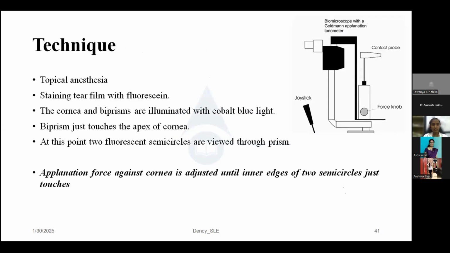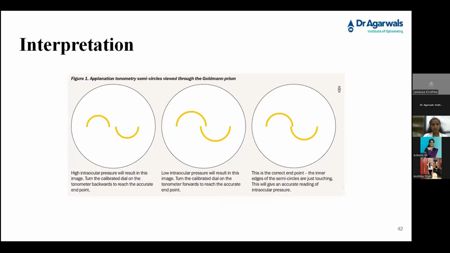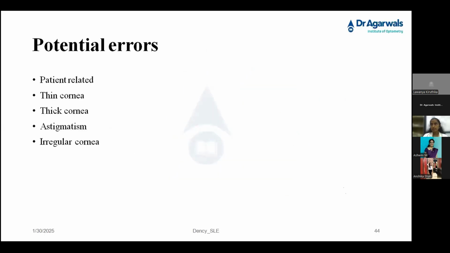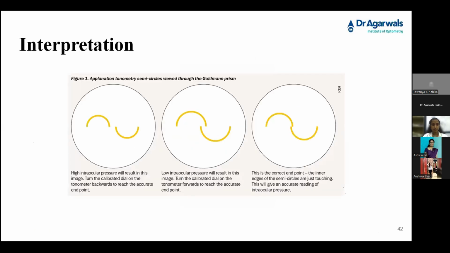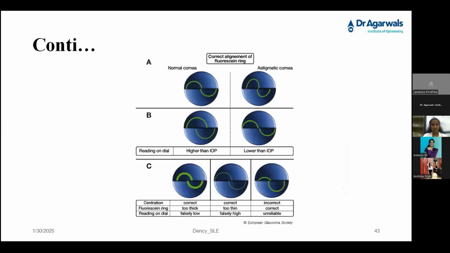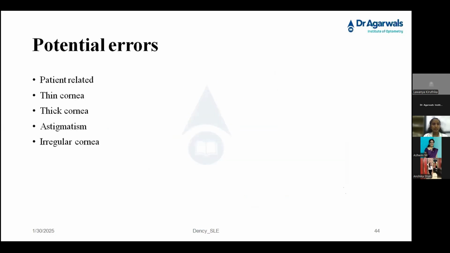Technique: topical anesthesia, staining the tear film with fluorescein. The cornea and biprism are illuminated with a cobalt blue filter. The biprism just touches the apex of the cornea, at which point two fluorescent semicircles are viewed through the prism. These are the interpretations. Potential errors: patient related, thin cornea, thick cornea, astigmatism, irregular cornea.